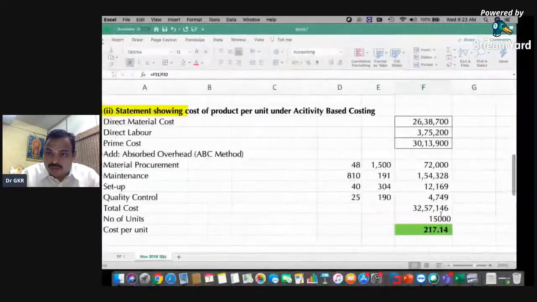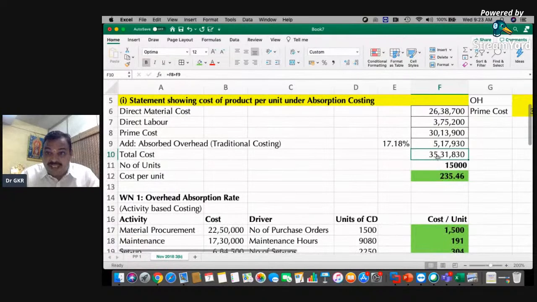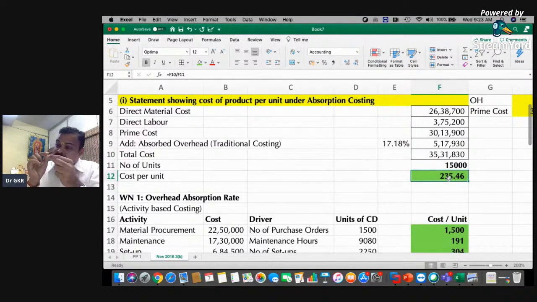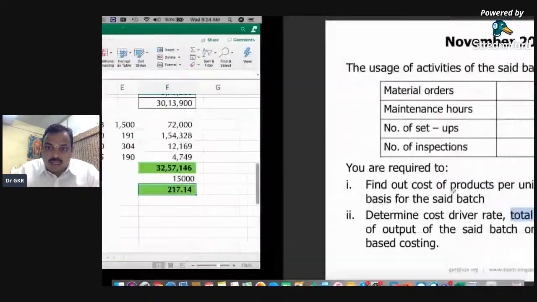What is your total cost? 32 lakhs. What is your total cost under absorption costing? 35 lakhs. Over costing. So cost per unit is more. So based on that, you add a percentage profit. Your profit also will go. Very important. Okay. So therefore, 217.4.